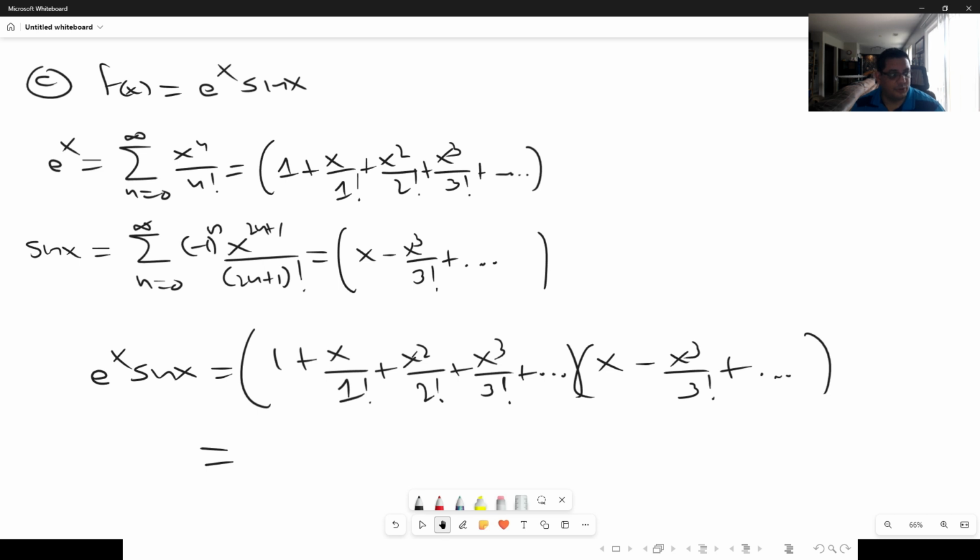So for example, when you do that multiplication in there, you just multiply this. This is 1 plus x plus 1/2 x squared, and this is 6, so 1/6 x cubed.